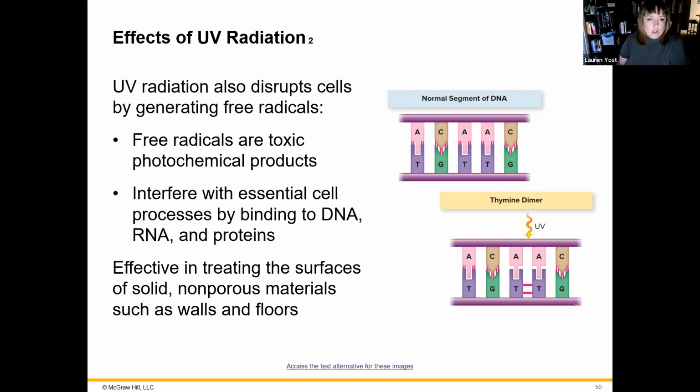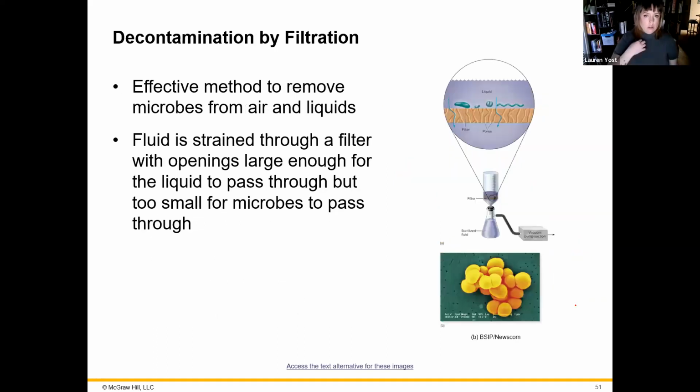UV radiation can also lead to free radicals and toxic photochemical products. These will interfere with cell processes, so you can use this for treating non-porous surfaces like glass or floors and the inside of hoods, where we sometimes work with dangerous organisms.